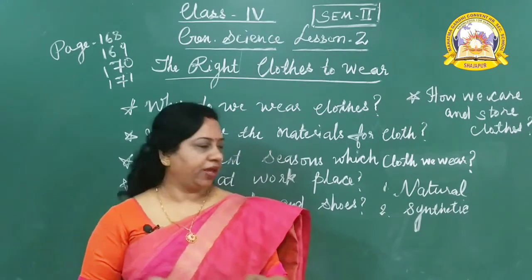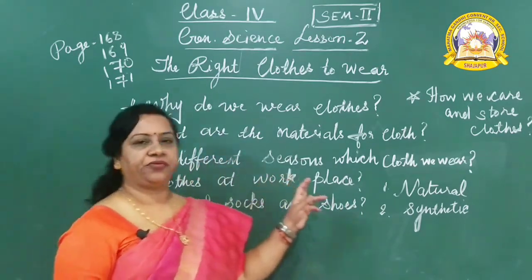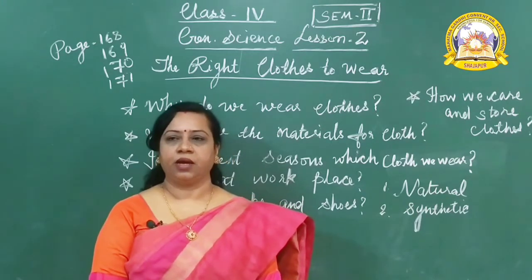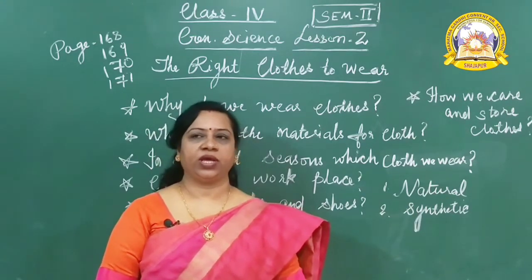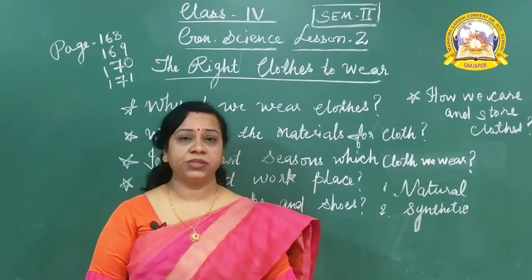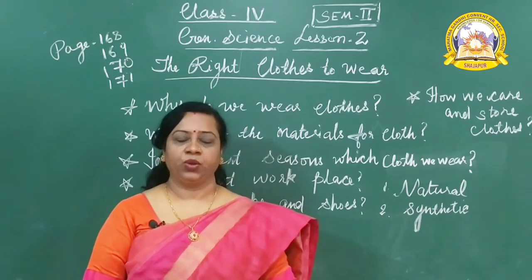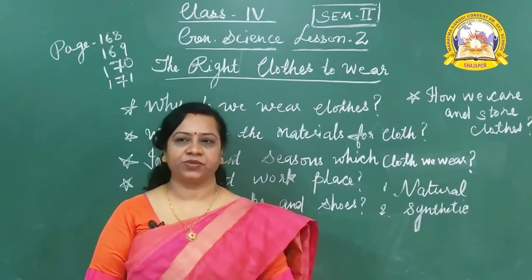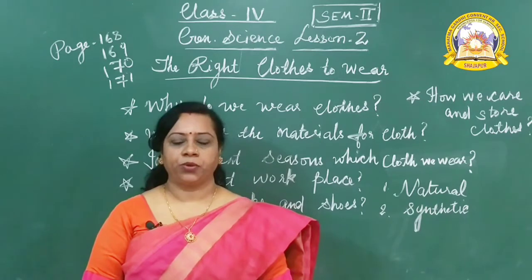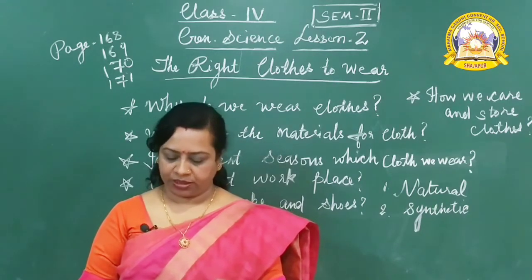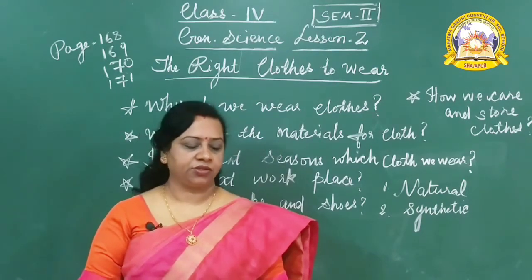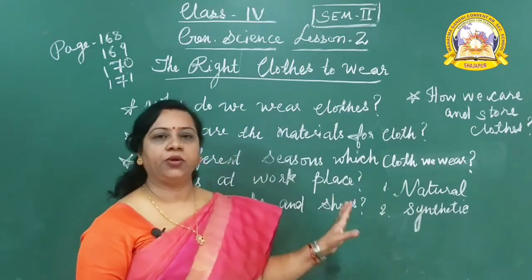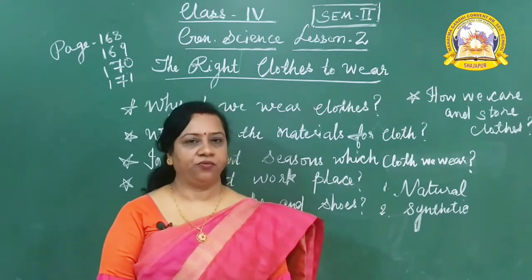Then in different seasons, which type of clothes do you wear? In the winter season, nowadays you want to use a blanket, you want to wear warm clothes such as sweaters, pullovers, jackets, caps, to protect your body from too much cold. So you wear these things in the winter season, because woolen clothes prevent the body heat from escaping and they keep your body warm.